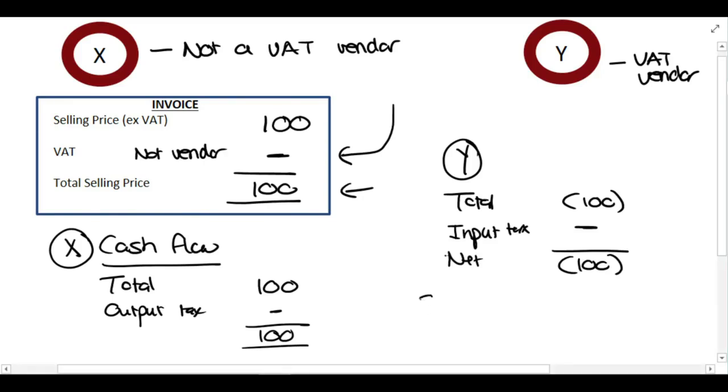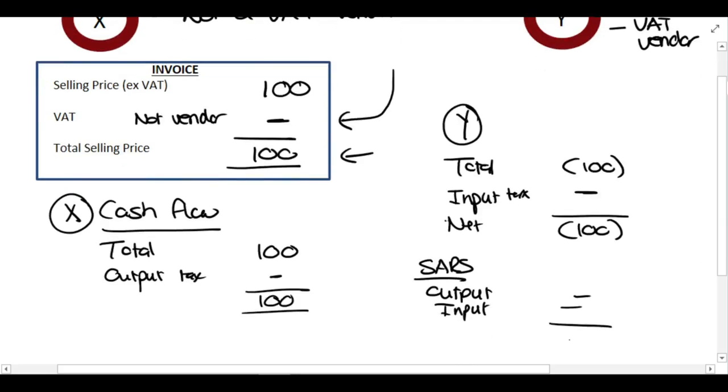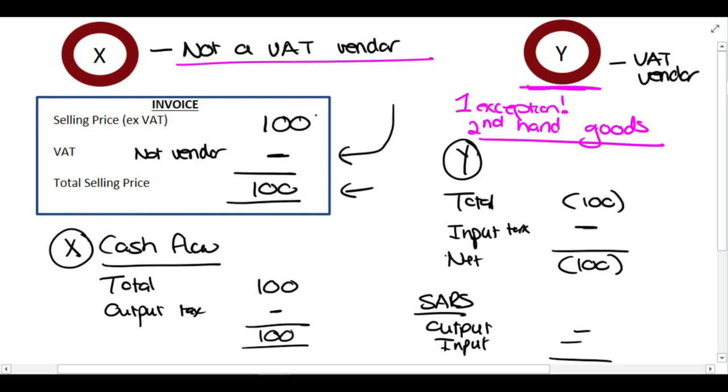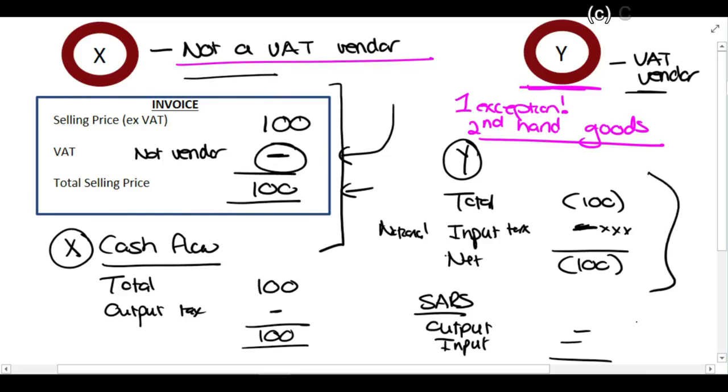Okay, now SARS: output and input, nothing and nothing. There we go. Now, I'm going to make one comment there. There's one exception to this, and that is second-hand goods. If Y purchases second-hand goods from a non-VAT vendor, then they can claim what they call notional input tax. And there will be an amount that you can claim over here. I'm not going to go into that detail for now because it's an exception and I want you to understand the basics. So what's more important for you to understand right now is that if you get an invoice and there was no VAT charged on it like this because X is not a vendor, Y cannot claim anything. Just pointing this out in case some of you remember the old rule and you're thinking I'm talking rubbish here. It's an exception, so don't worry about that for now.